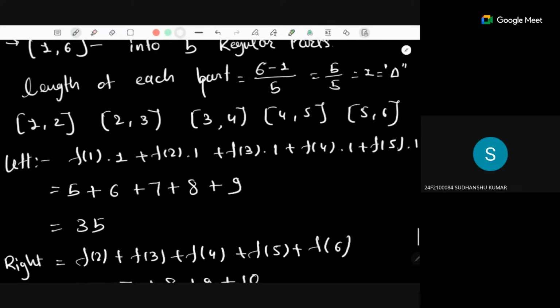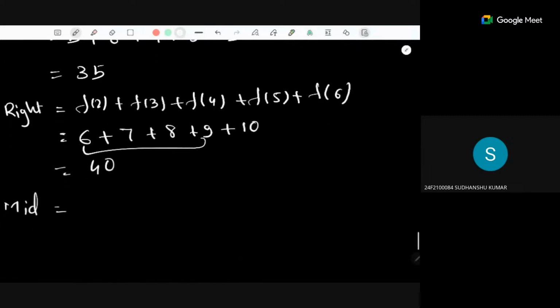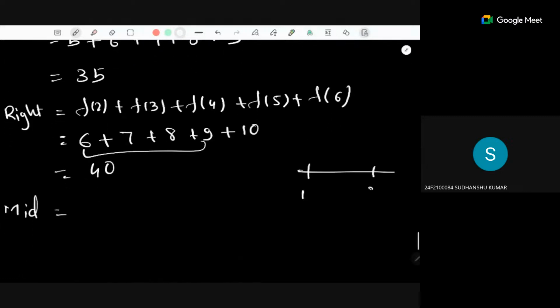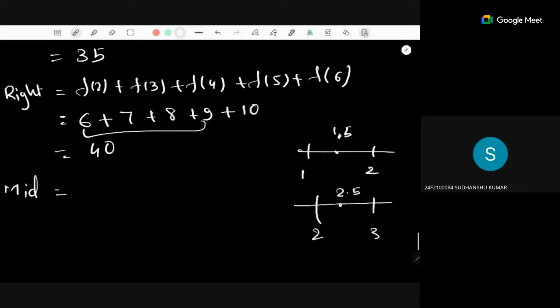So now if we have the interval from 1 to 2, the midpoint of this interval will become (2 plus 1) by 2, which is nothing but 3 by 2, that is 1.5, right? Similarly, if we have 2 to 3, the midpoint will be 2.5. You can compute this by (2 plus 1) by 2 also, which is 3 by 2.